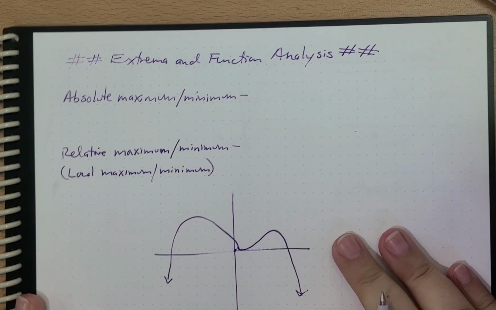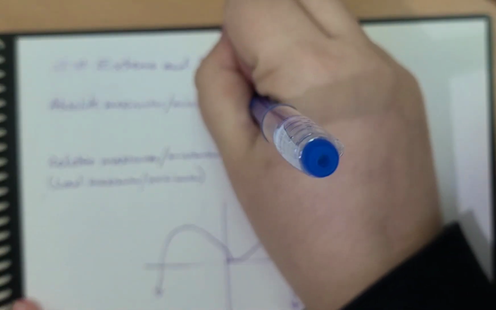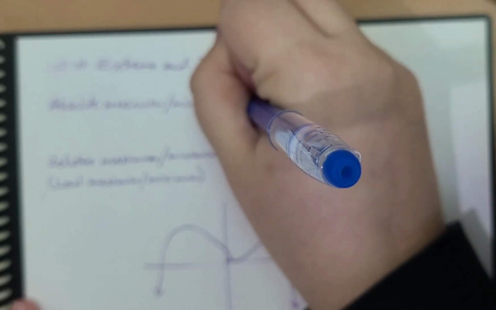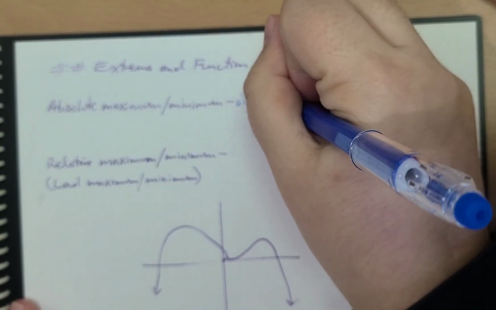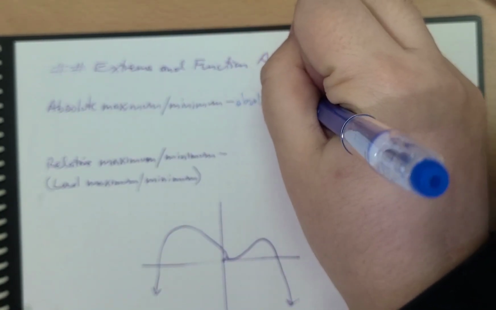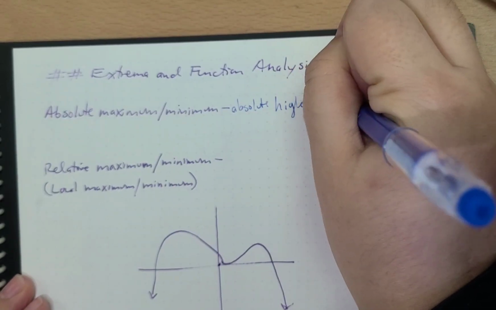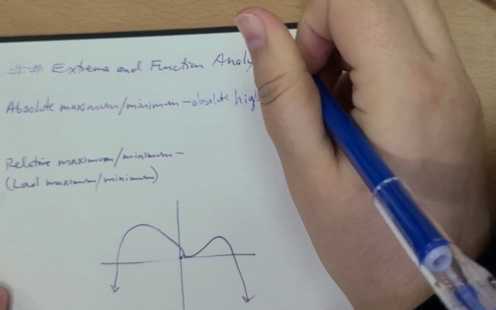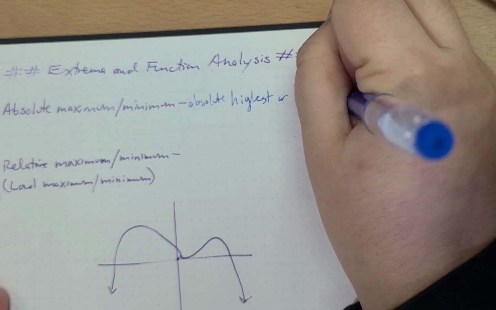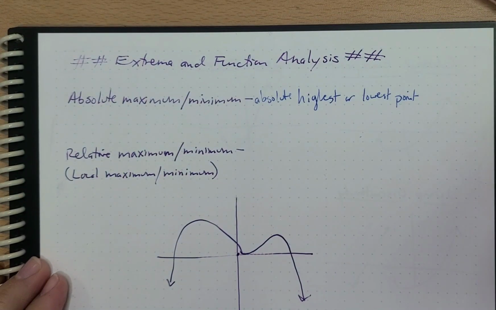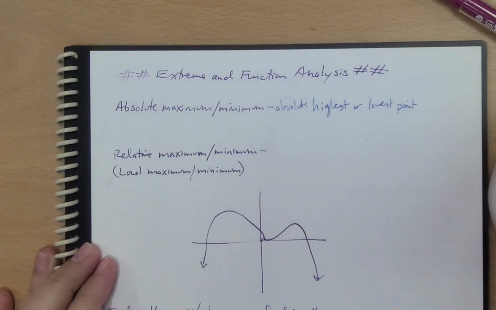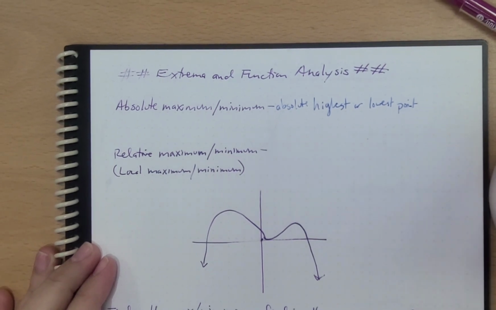Absolute maximum or absolute minimum is, it's kind of in the title, the absolute highest or lowest point, okay? So when someone says they've got the absolute, they're talking about the highest or the lowest point.